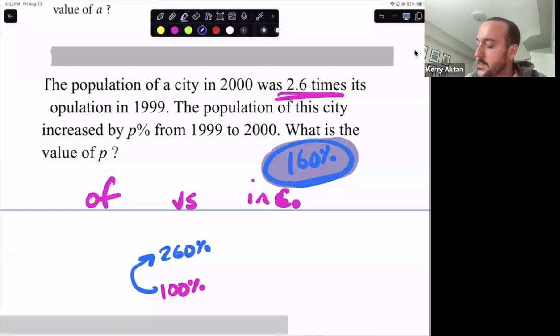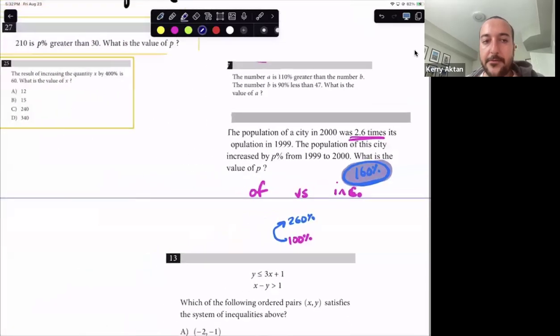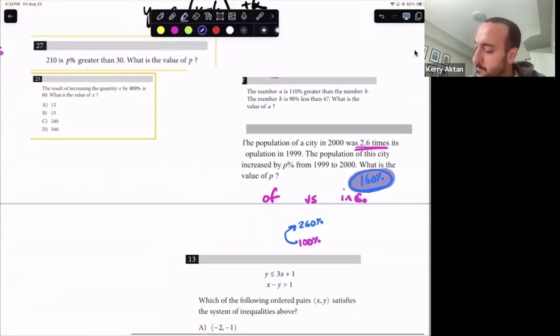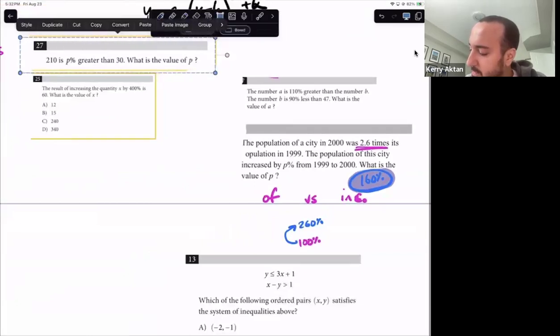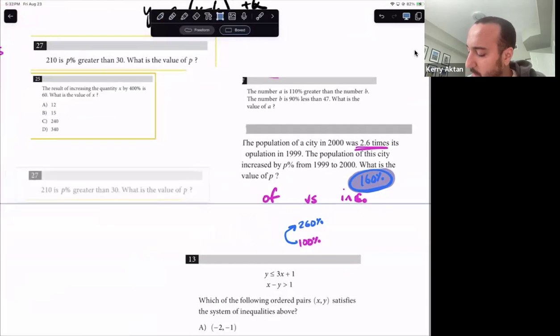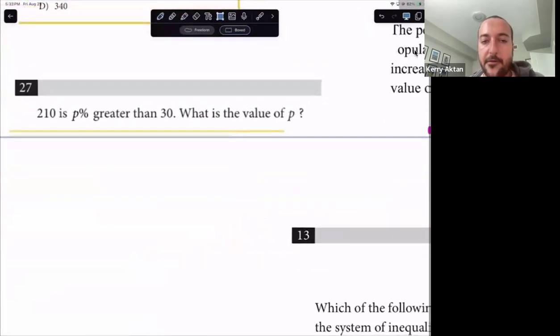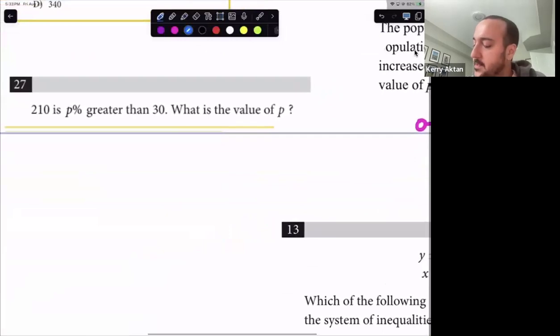But the answer is 160. Because how much of an increase was it? The other question that I really love here is probably this one, 27. This skill has been showing up a lot on these SATs. Let's try this one real quick. If you have any questions, again, just ask.